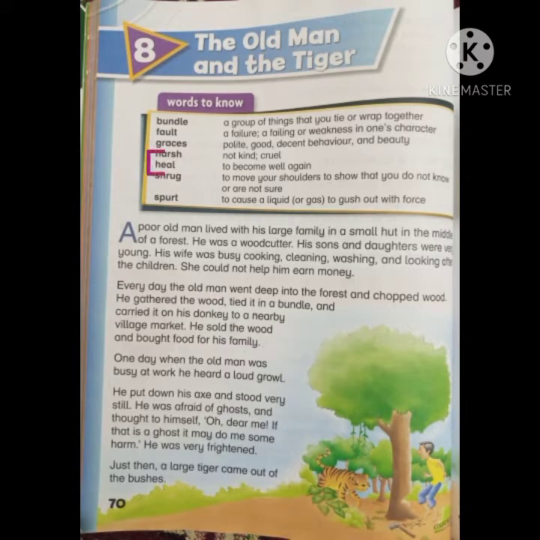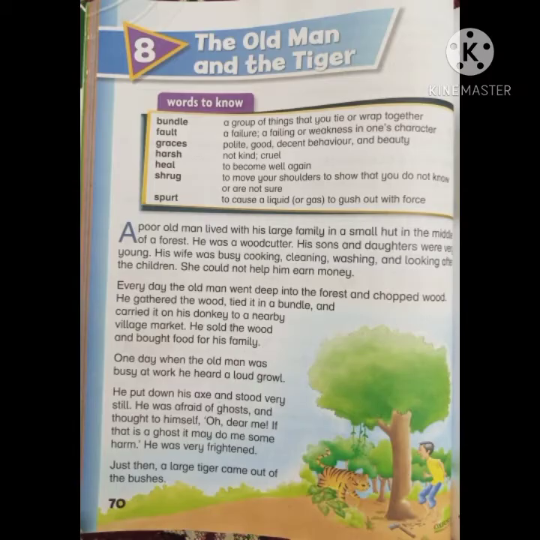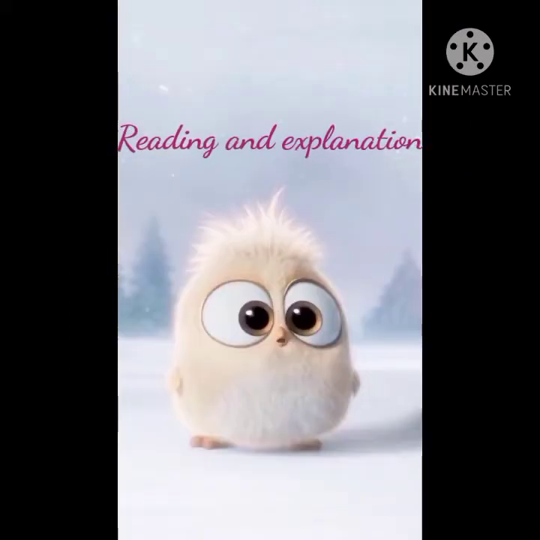The next one is heal, to become well again. Heal means to become healthy again, matlab phir se sehatmand ho jana. The next word is shrug, to move your shoulders to show that you do not know or are not sure. Shrug means to raise and lower your shoulders, usually to show that you do not know or care about something, matlab kandhe uchkana. Our last word is spurt, to cause a liquid to gush out with force. Spurt means to suddenly force a liquid to come out. Let's start reading our lesson now.